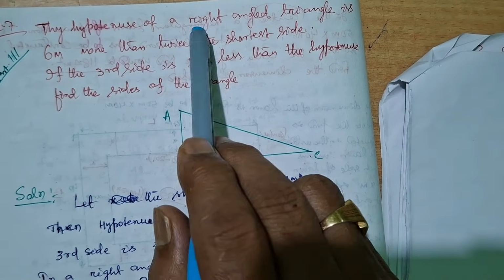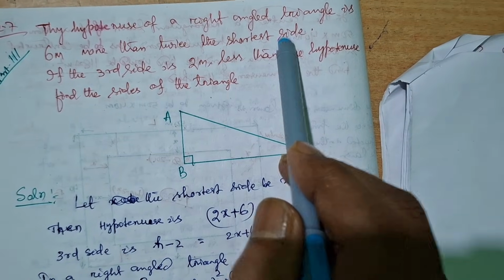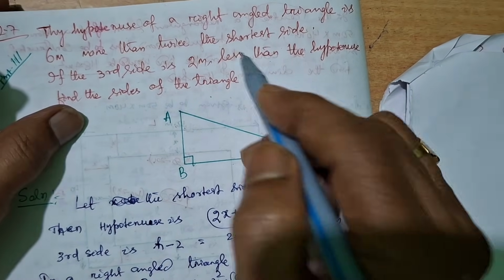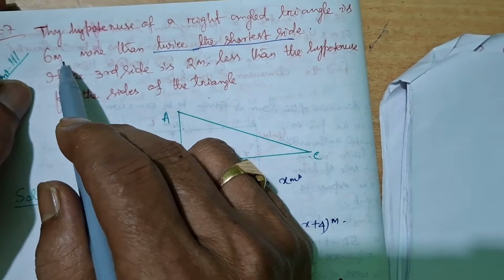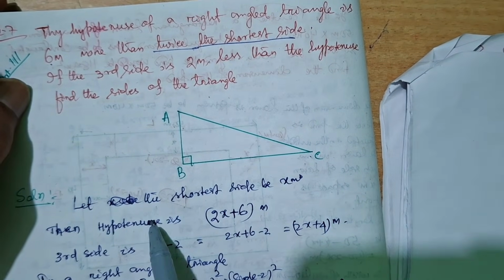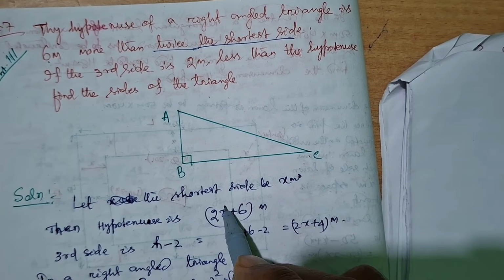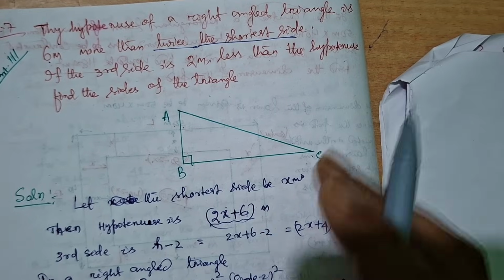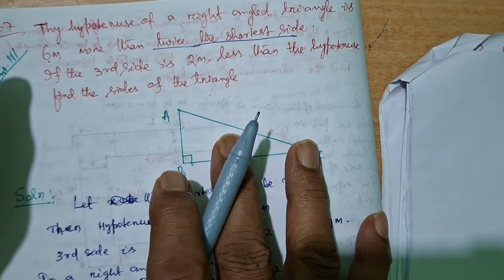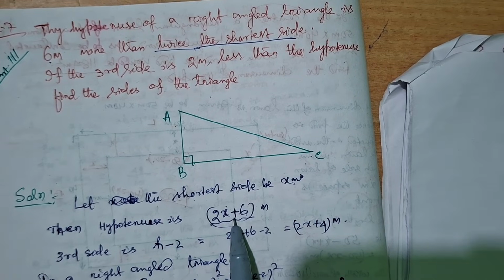The hypotenuse of the right angle triangle is 6 more than twice the shortest side. So it is given that twice the shortest side, plus 6 more, is the hypotenuse. So what will be the hypotenuse? It is twice the shortest side and 6 more. So it is obvious. You just trace out what is given and what you assume. You assume that the shortest side is x, then you get this.